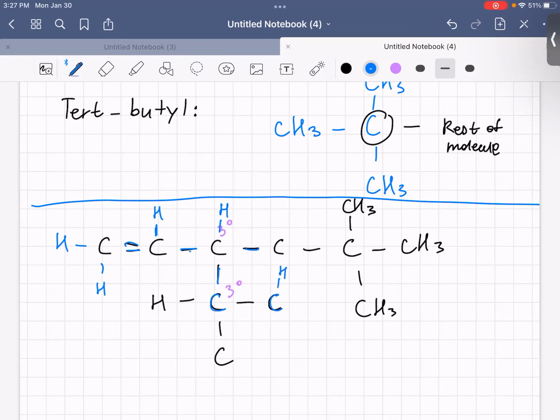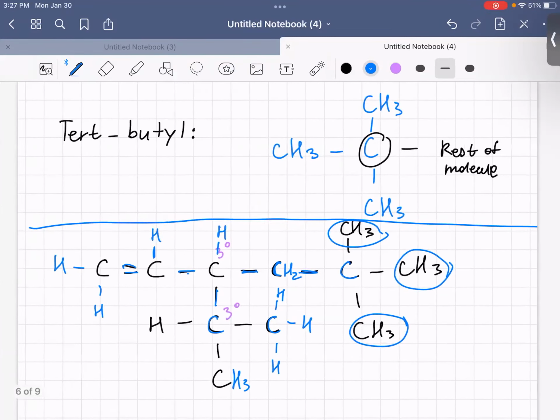This one needs some hydrogens. Same for this one. So this carbon has 1, 2 bonds, so it needs 2 other hydrogens. And this carbon has all 4 bonds. And so do each of these carbons. They also have all 4 bonds.